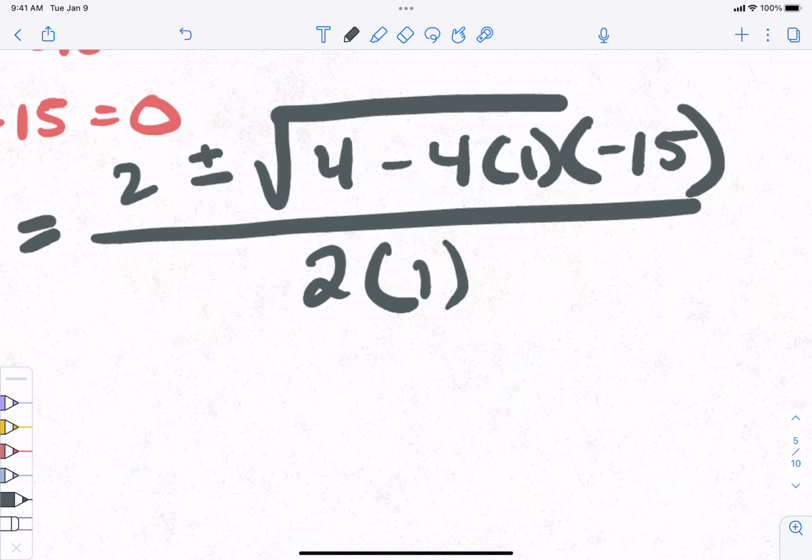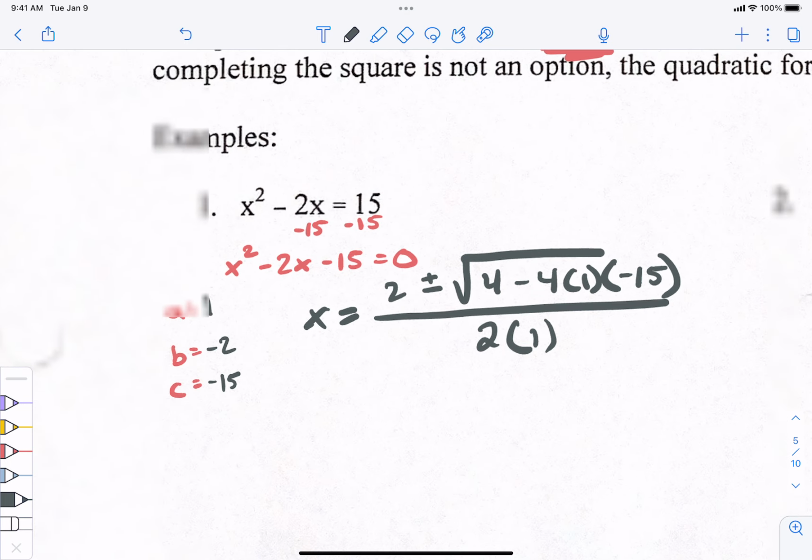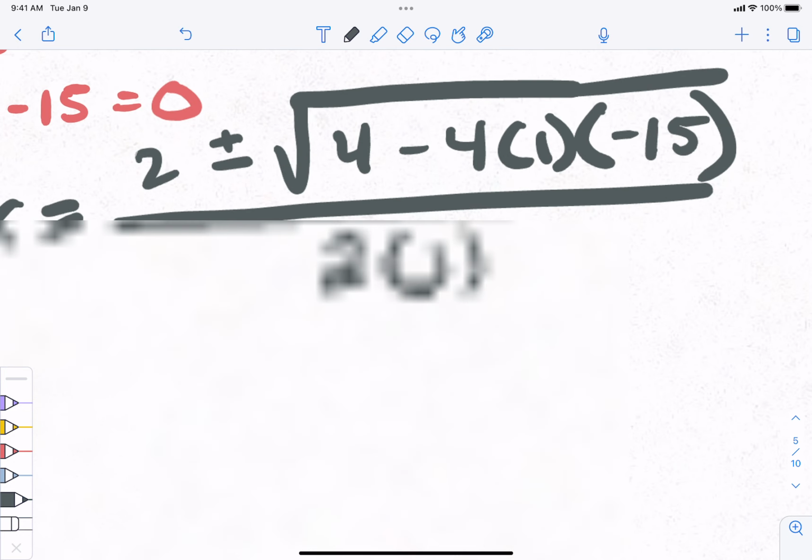Would that be negative 60 on top? Wait, what was A? A was 1. Yep, it's always the number that's in front of that x squared. Okay? All right, now we're going to simplify.